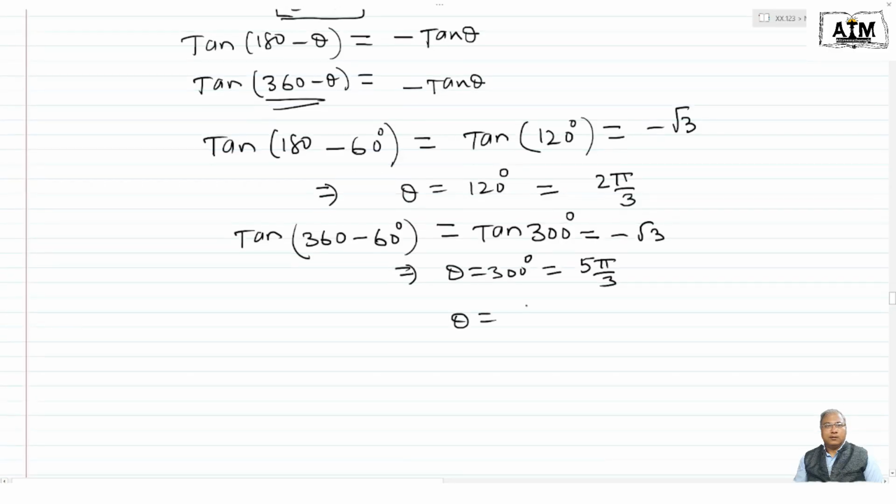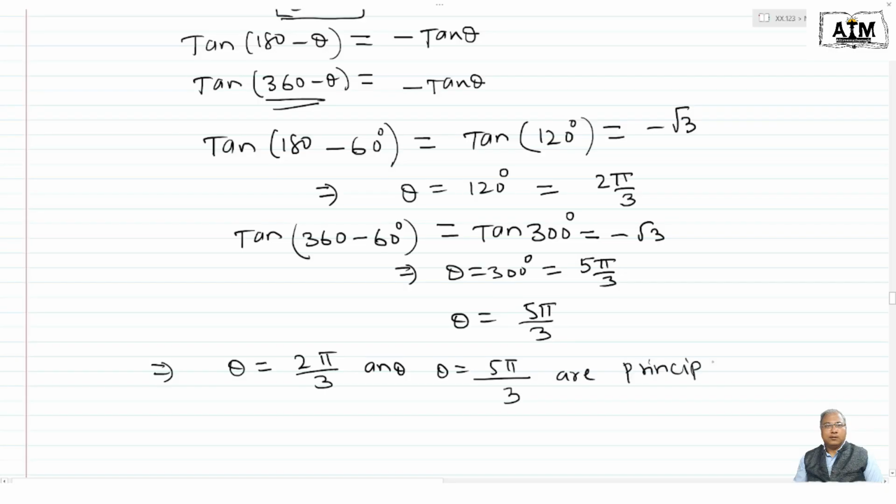Therefore, theta equals 2 pi by 3 and theta equals 5 pi by 3 are principal solutions of the trigonometric equation tan theta equals minus root 3.